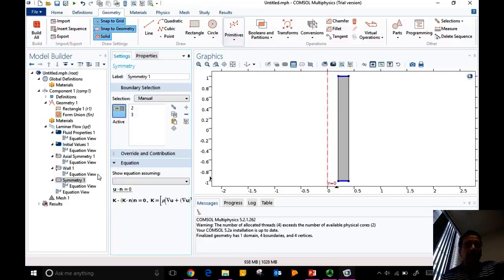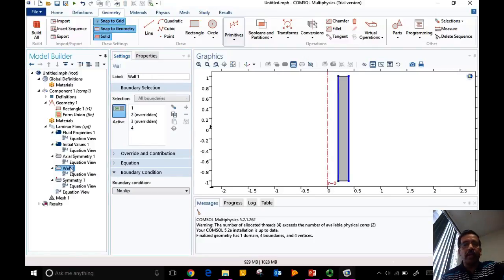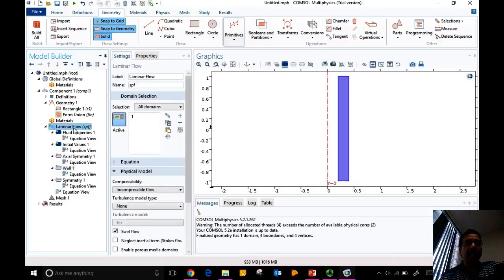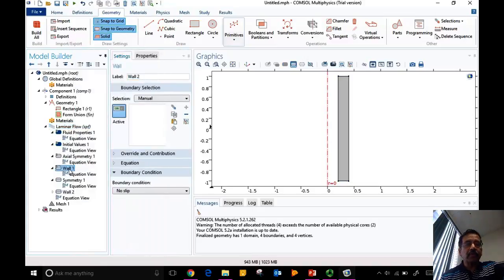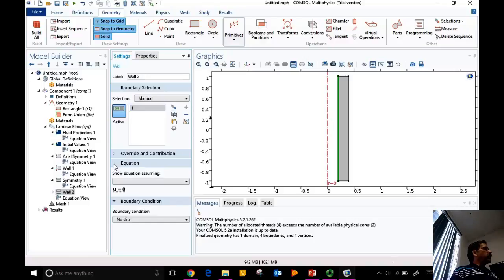Okay? So that one, and then the other one is wall. But I want to create 2 walls. Why would I want to create 2 walls? Because I don't want both of them to be subject to the same 0 condition. So I'm going to go back to the laminar flow and pick another wall. So wall 1 is the outer wall, and wall 2 is the inner wall. And here the equation is u equal to 0.